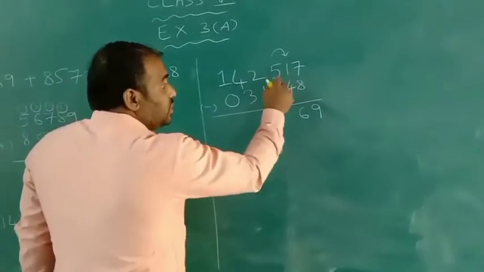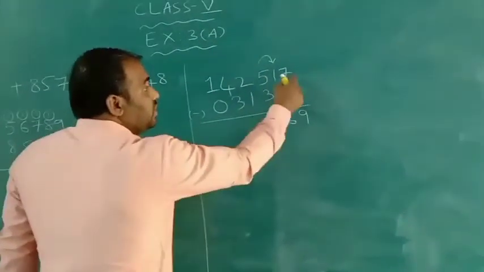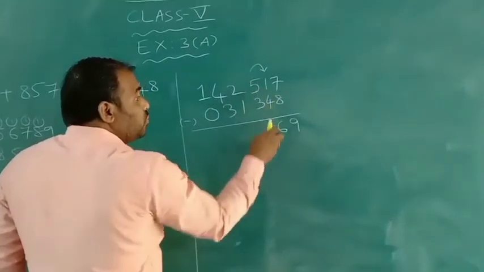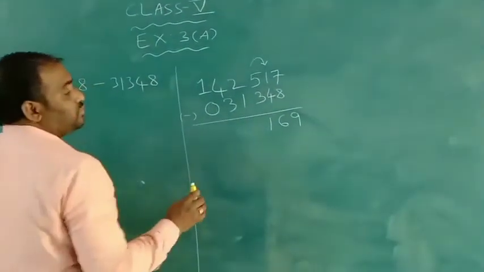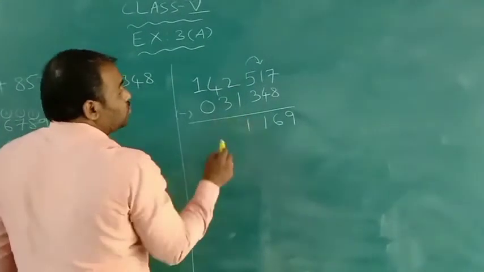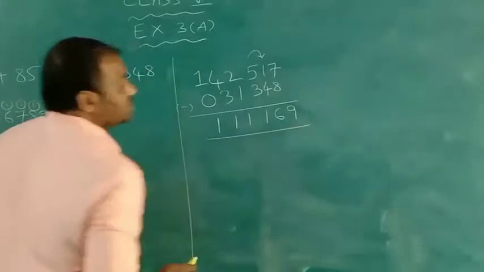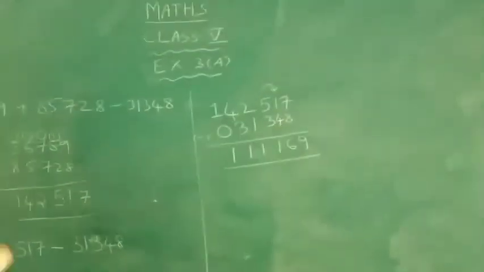Here 1 gave now. Here what is left? 4 left. Already 1 here gave 0. Take one borrow, becomes 10. Here 1 gave now 4 left. 4 minus 3, 1. Next 2 minus 1, 1. 4 minus 3, 1. 1 minus 0, 1. This is our required number. Copy beta this now.